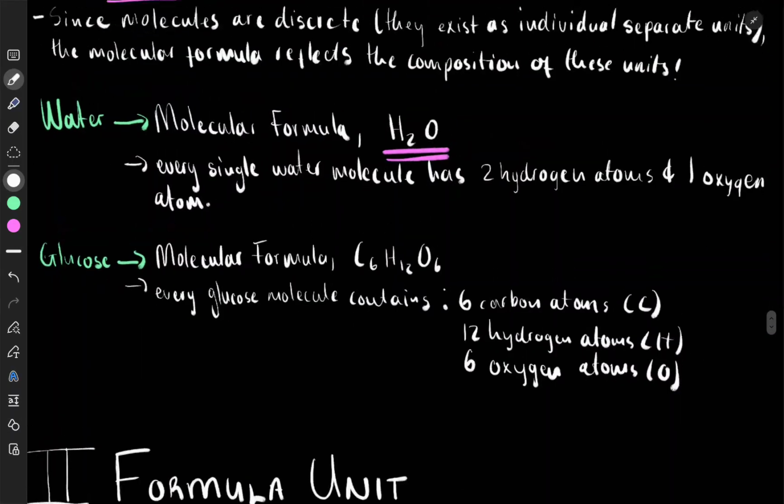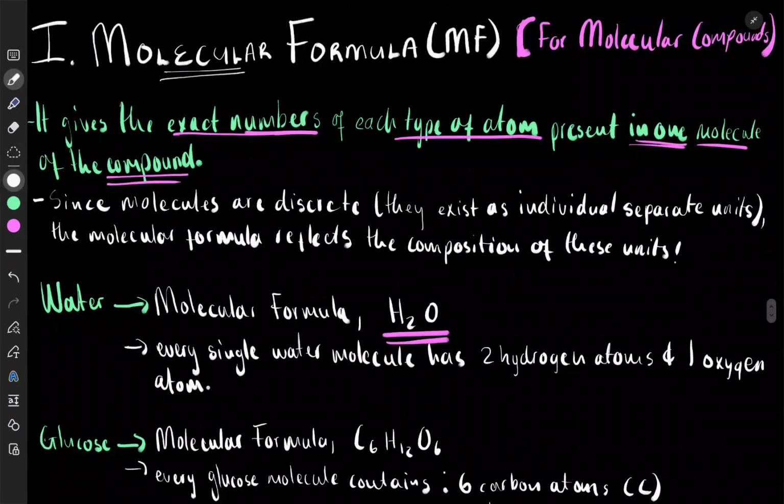So molecular formula is so easy. It is the exact numbers of each type of atom. 2 hydrogens, 1 oxygen. That is our molecular formula. So easy. In one molecule, we just check how many atoms there are of hydrogen, how many of oxygen, and we bring them together.